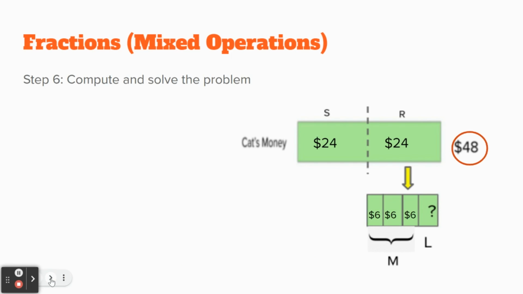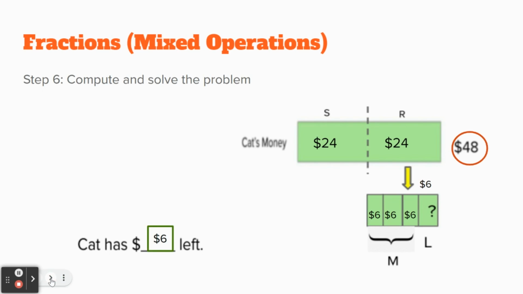So 3/4 of 24 is 6 plus 6 plus 6. So that's 18. And now I know how much she has left. She has 6. So Kat has $6 left. Awesome. And that makes sense.